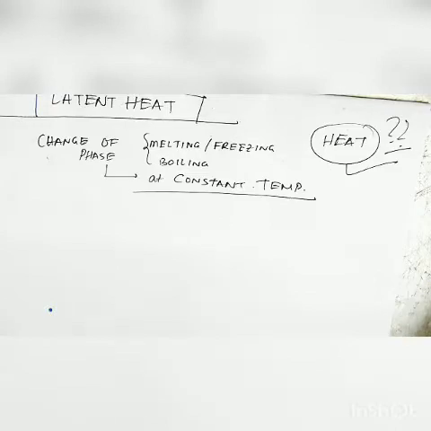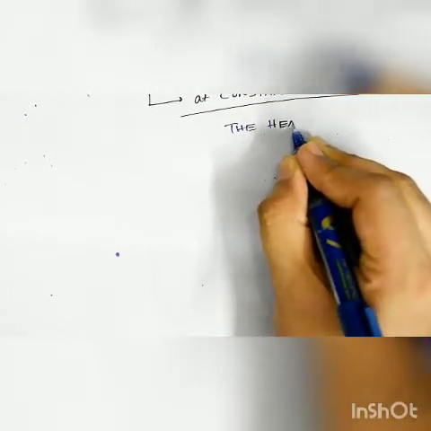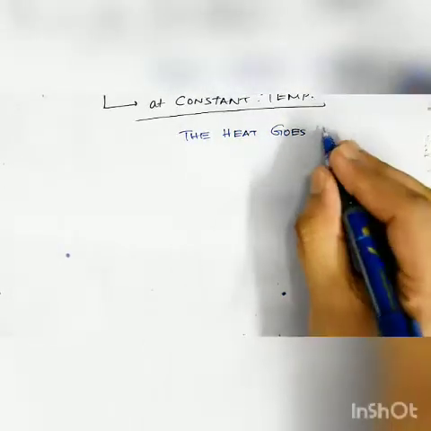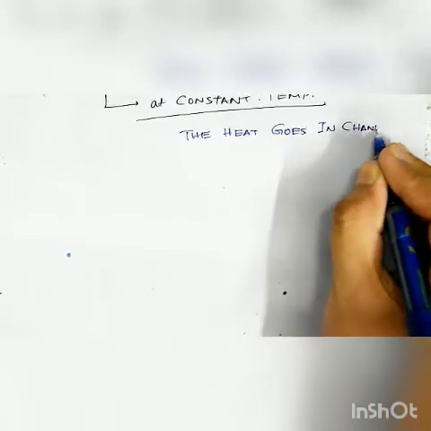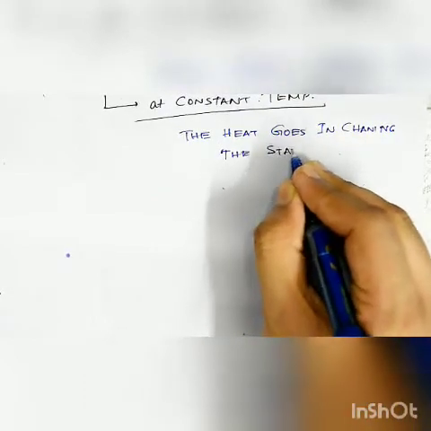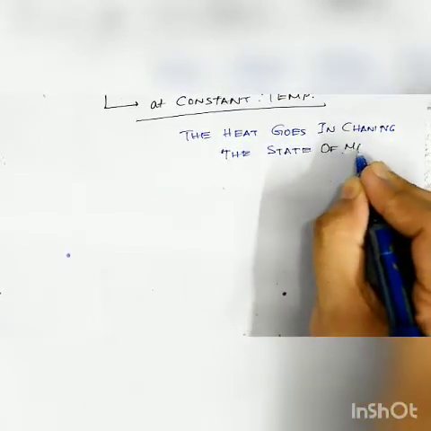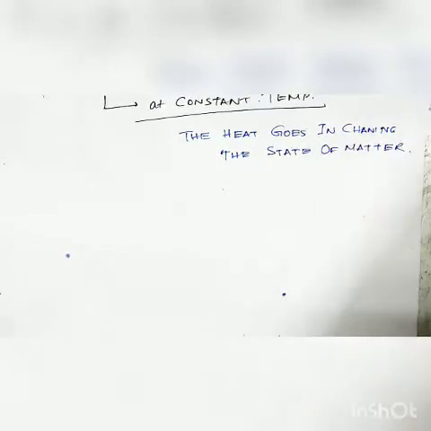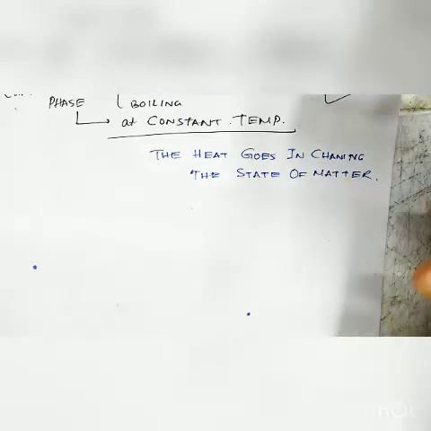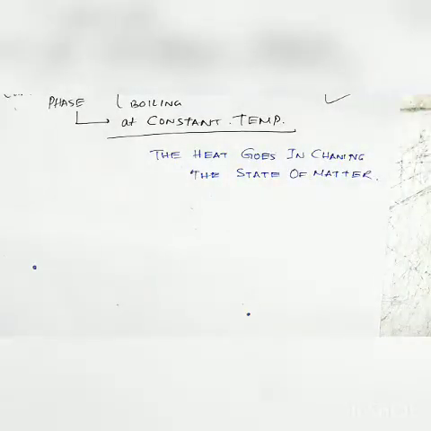Now the answer is very simple. The heat is used in changing the state of matter. That means one object was in solid state, and due to your heating it converts to liquid state. Clear? So the heat is actually going into changing its state.